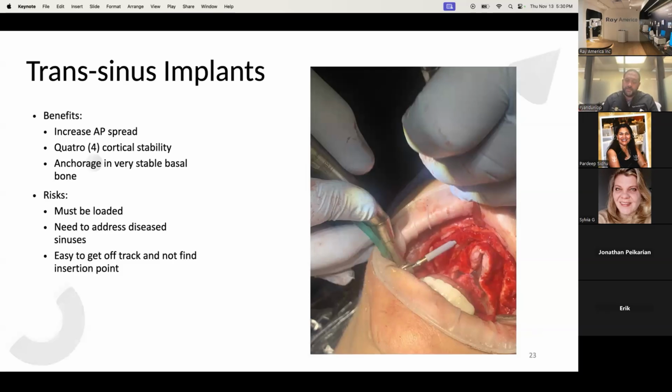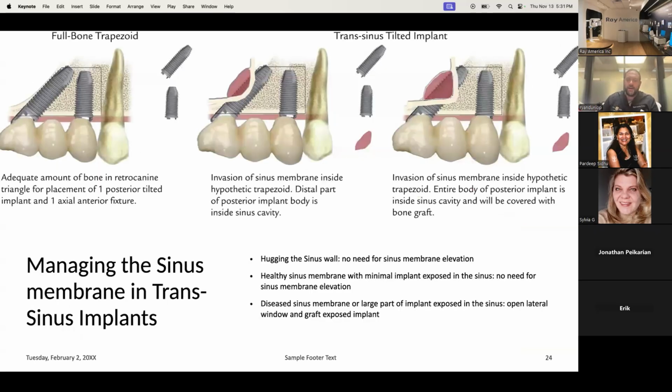If it's not done correctly and you miss the apex at the second insertion point, or you're not in the lateral bone of the nose, it's very easy to get off track with these and lose your position. And then there's a very high likelihood of complications and implant failure. So again, it's technique sensitive, and you need to know how to do these and have the right mentorship before you do them. So what is the role of the sinus in these cases?